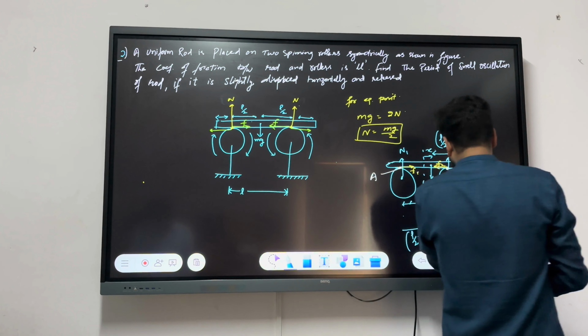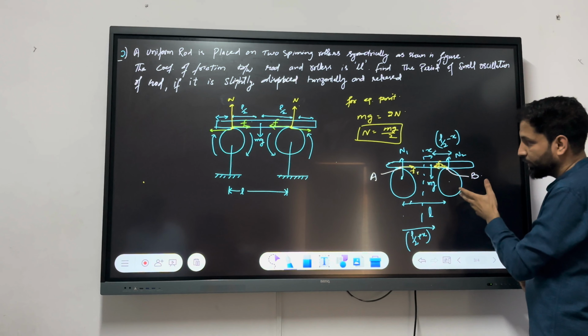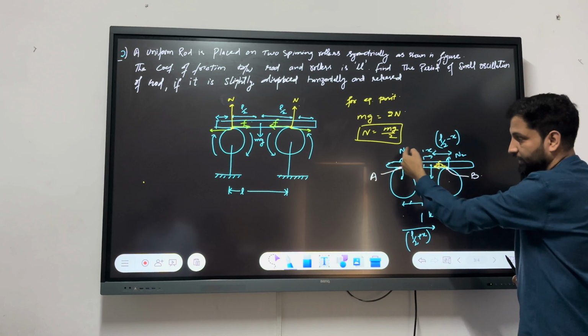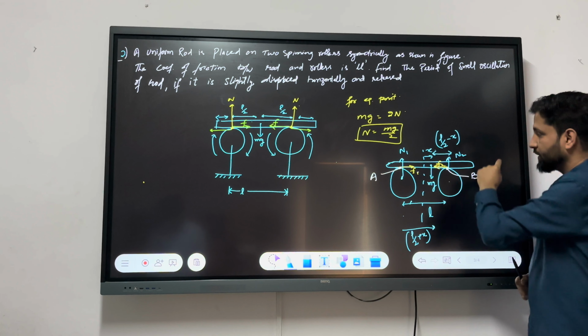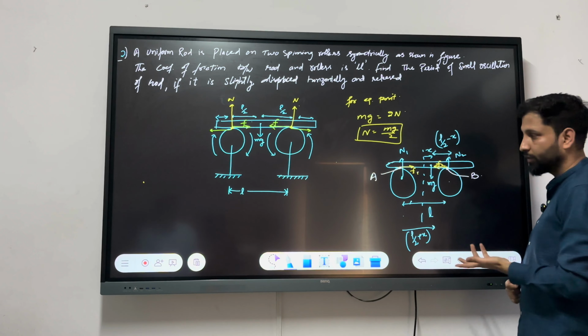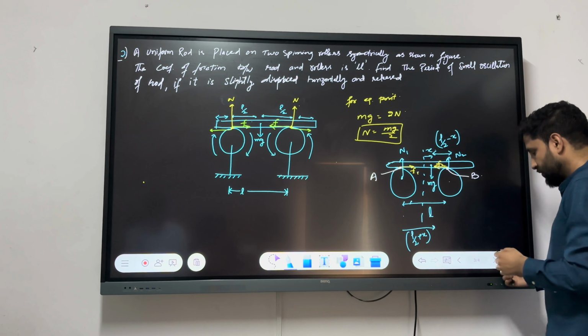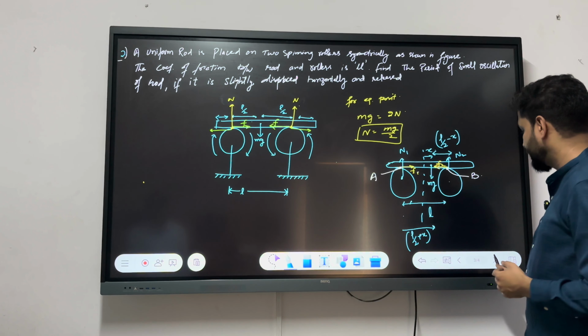Similarly, about point B, we calculate torque. There are two forces, one is N1 and another is mg. Again, the net torque will be 0 because the rod is in rotatory equilibrium. It's not rotating, so net torque should be 0. So by that we can find N1 and N2.